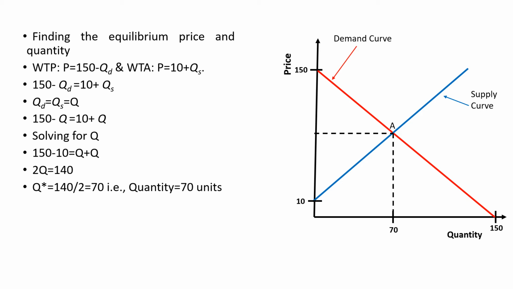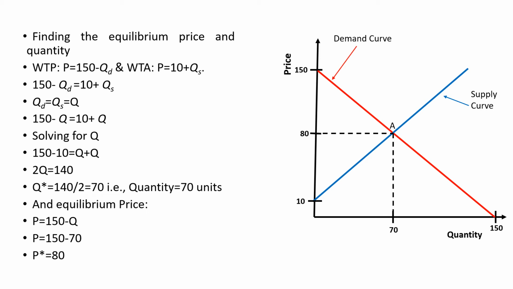Equilibrium price can be found by inserting the equilibrium quantity that we found of 70 into either the willingness to pay or the willingness to accept equation. In this particular case, we can just start with the willingness to pay equation, which is 150 minus Q, and inserting the 70 there, we get an equilibrium price of $80, and that is shown on the graph.